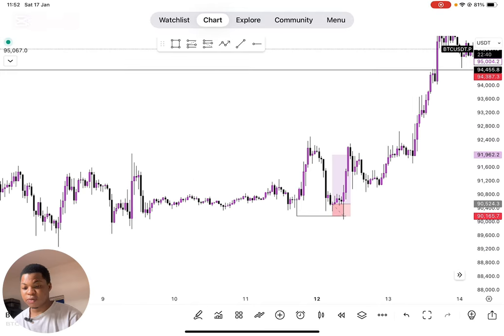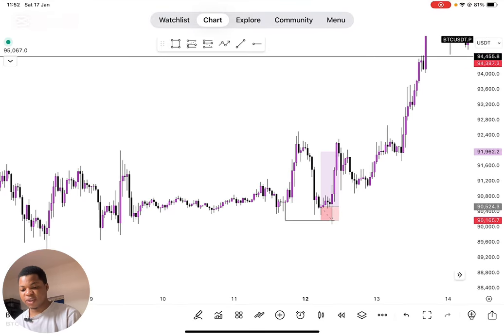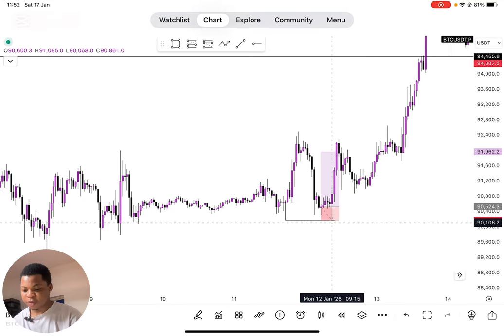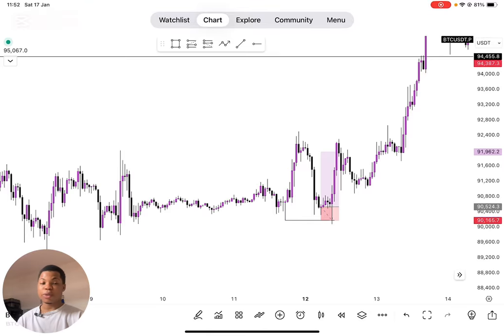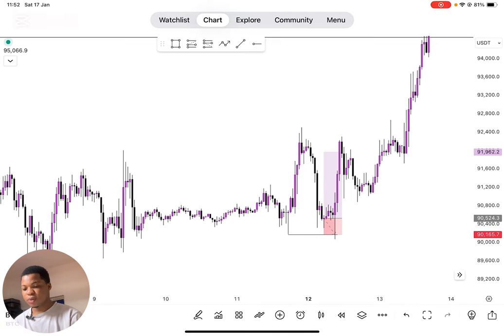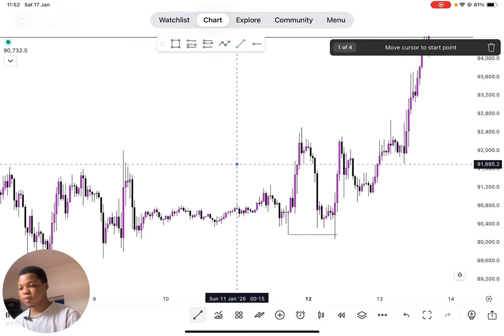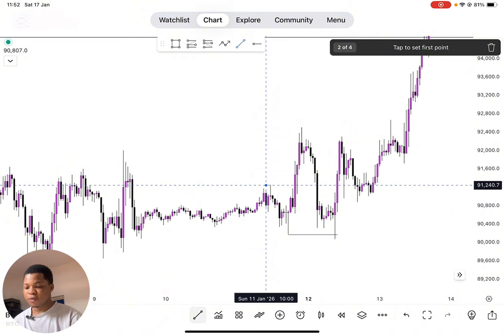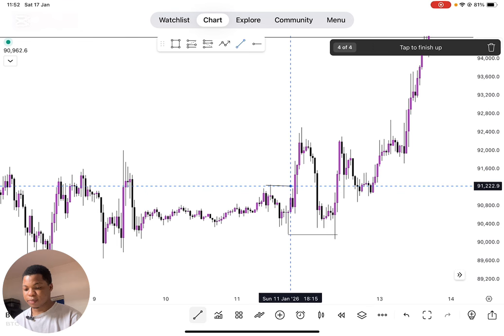So this is our first trade on BTC USD. As you can see, it stopped me out by just a couple of pips and went in our direction. So now let's digest and break down this trade, why I took this trade. Let me remove this thing first of all. So I confirmed this break of structure here to the upside.